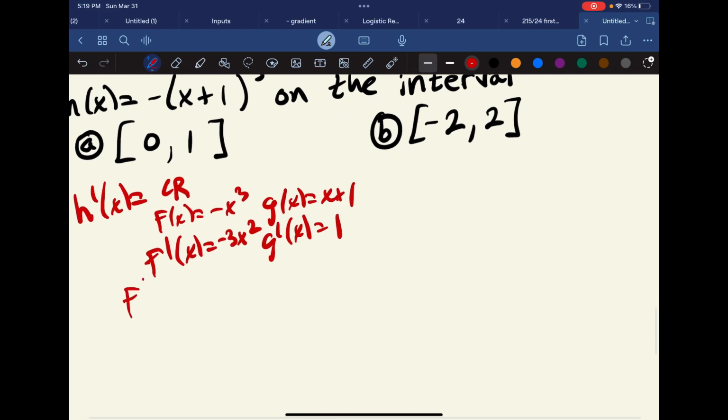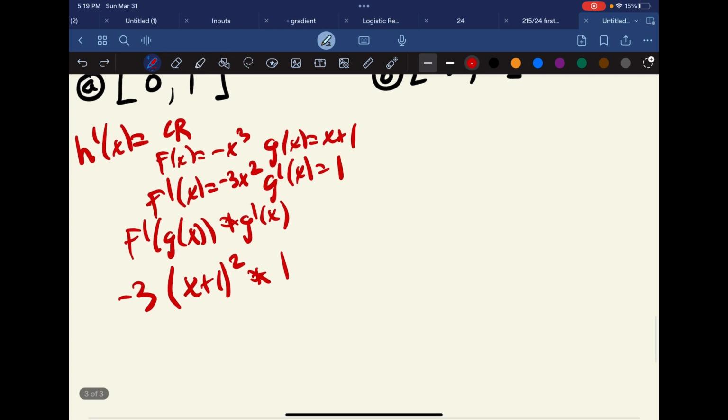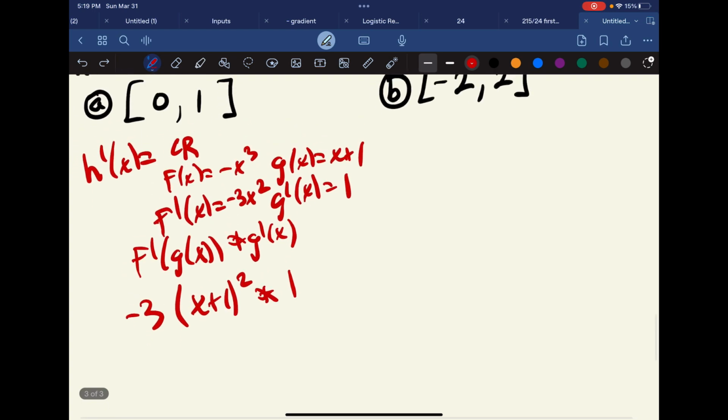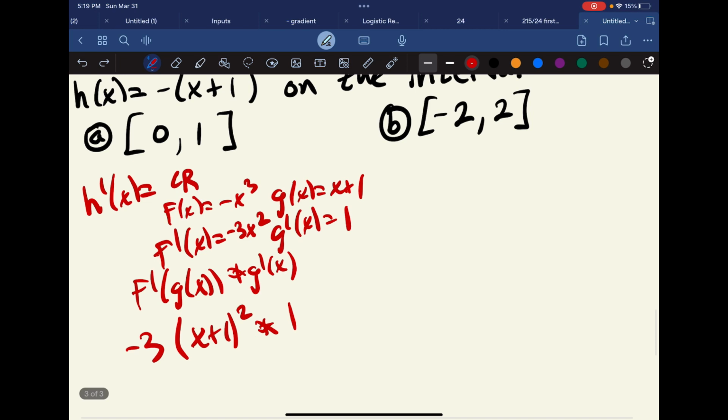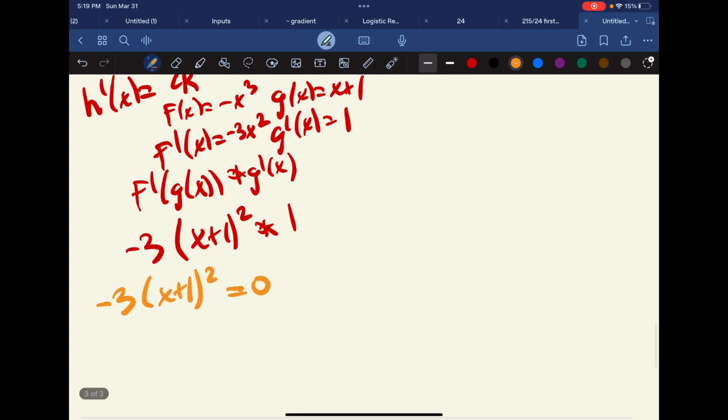So then, if you remember, our chain rule formula is f prime of g of x times g prime of x. So then we just plug in, so we got negative 3x squared, and then for x, we plug in x plus 1 squared, and we multiply it by 1, because that's our g prime of x. So now that we have our h prime, we want to figure out where it equals 0. So I'm just going to rewrite it real quick. So negative 3 times (x plus 1) squared, and we want to set that equal to 0.